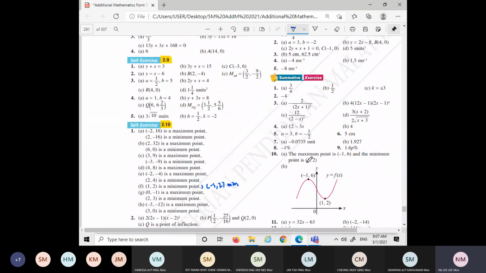Okay, this is the answer at the back. The answer is (1, 2), minimum point. Actually, there is another point, also a minimum point, which is (-1, 2). I'm going to show you why we can get 2 points. If you wrote only 1 point, please use a red pen to write the other point inside your exercise book. That is one more point. I'm going to show you now.